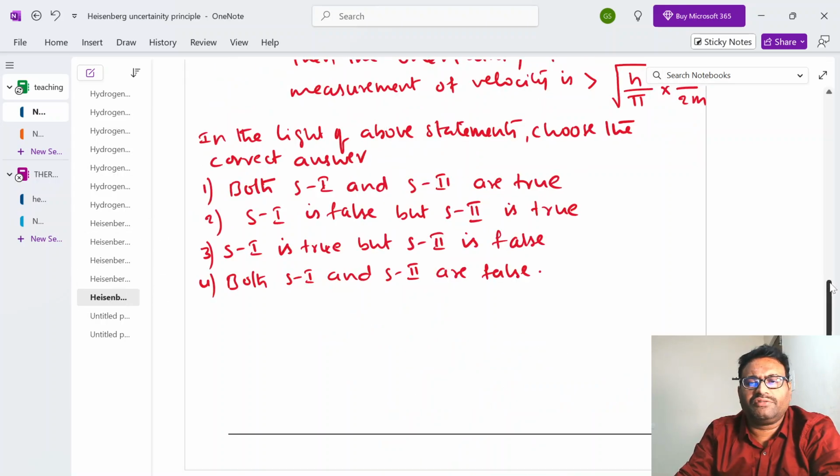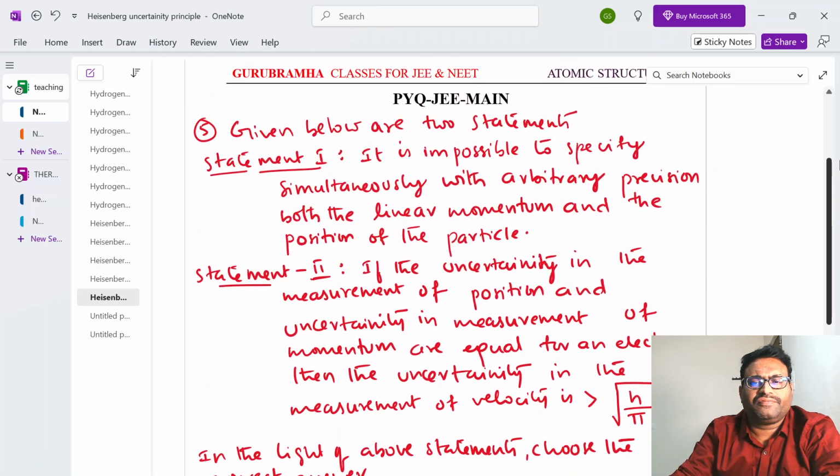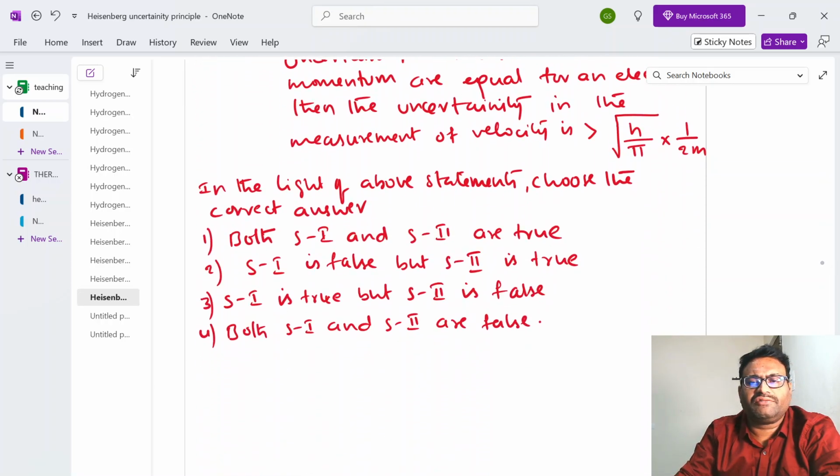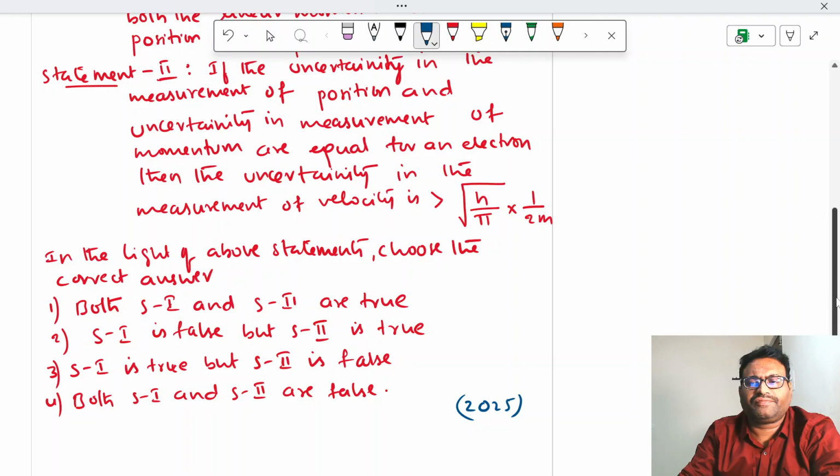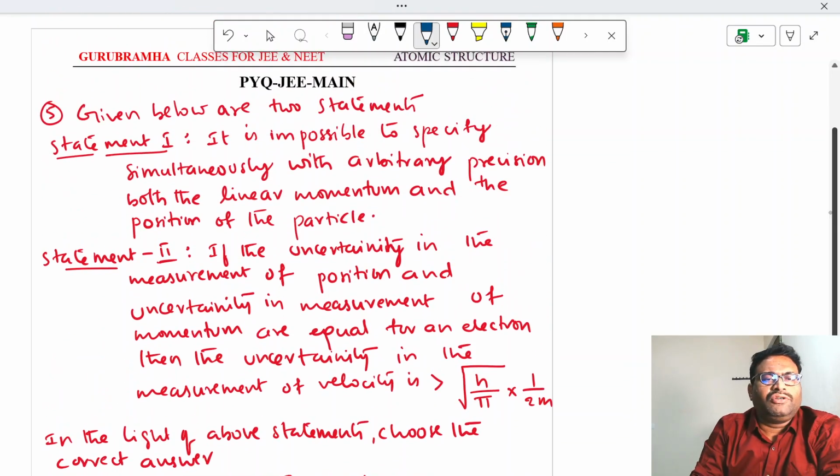So this question was recently asked in 2025. In the recent examination it was asked. What is that question? Let us see that. Two statements are given, statement 1 and statement 2. So what are those two statements?